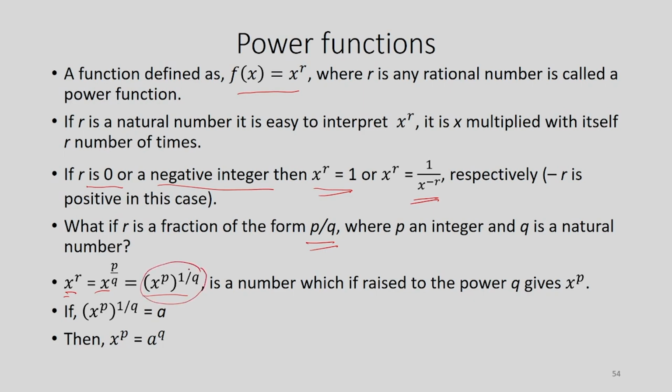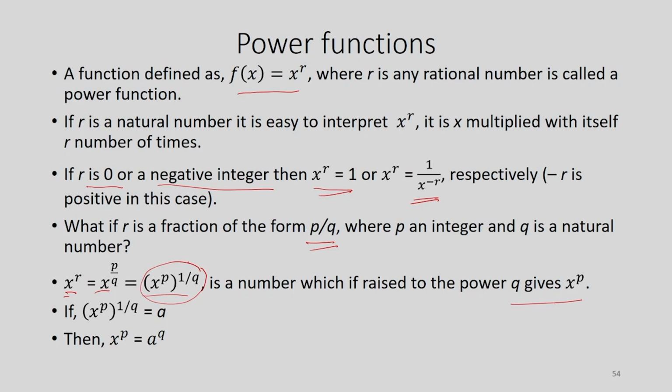So, this we can write. Then what happens is that p gets multiplied with 1 divided by q and you get p divided by q. But what is the interpretation of this number, x to the power p whole thing under brackets and to the power 1 divided by q? This is a number which, if raised to the power q, will give me x to the power p. Okay, that is easy to see.